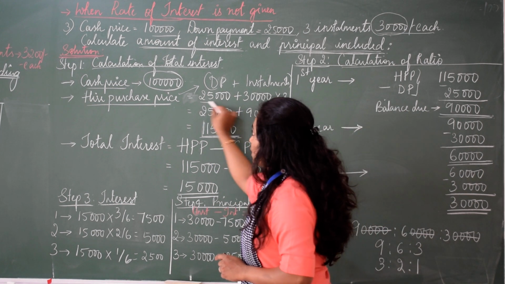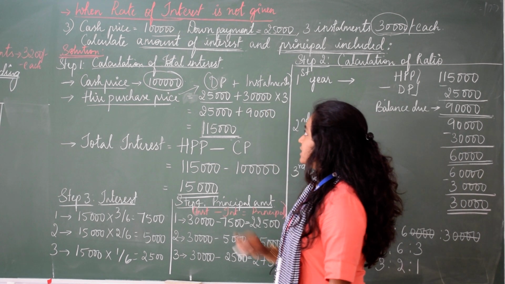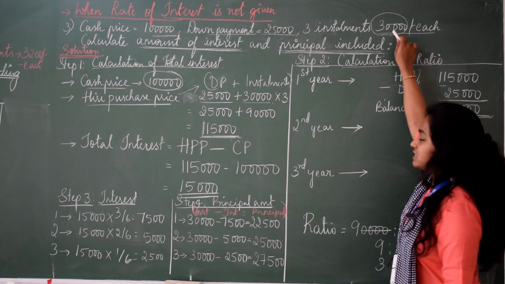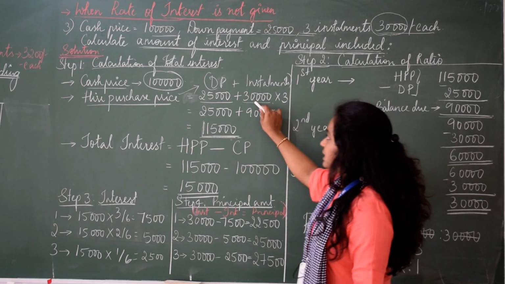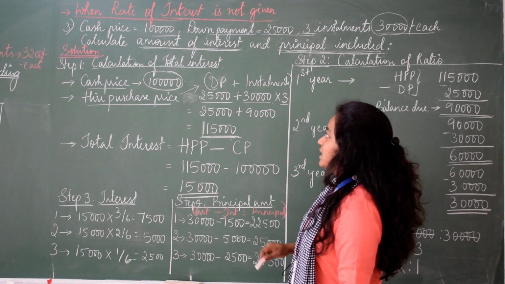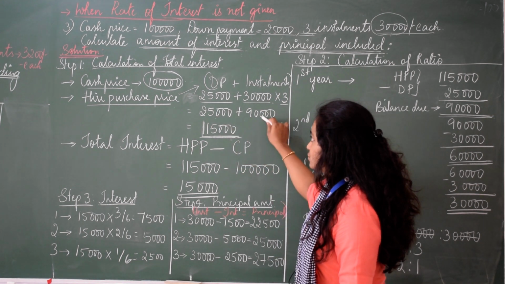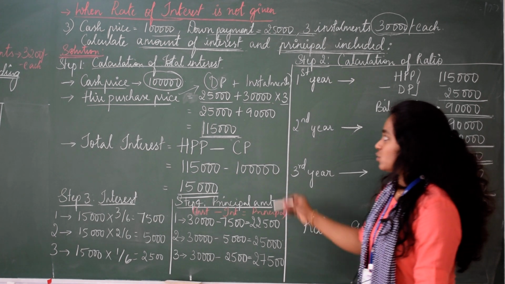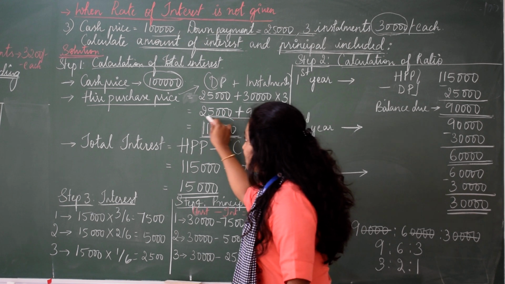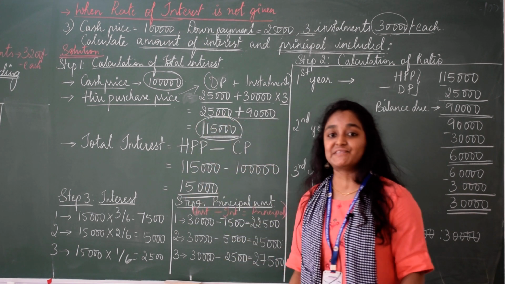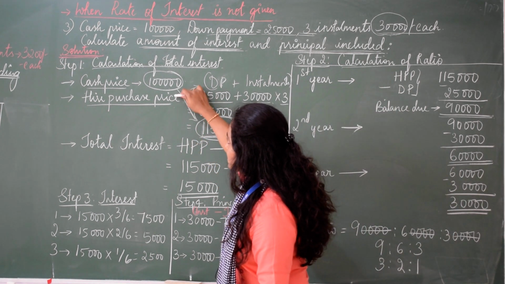So let's take the down payment first, as it is already given in the question. Moving on to the next one, take all the installments. They clearly mention they are paying 30,000 each, in 3 installments. So directly take 30,000 into 3 installments. So 25,000 plus 30,000 into 3, that is 90,000. When you add both the down payment and all the installments together, you arrive at a value of 1,15,000. So it is very clear, you can now compare the cash price and hire purchase price.